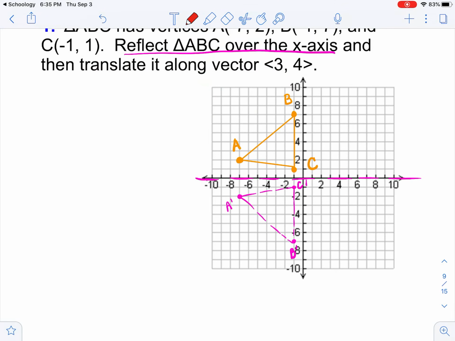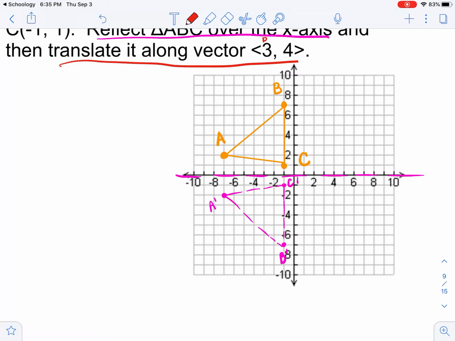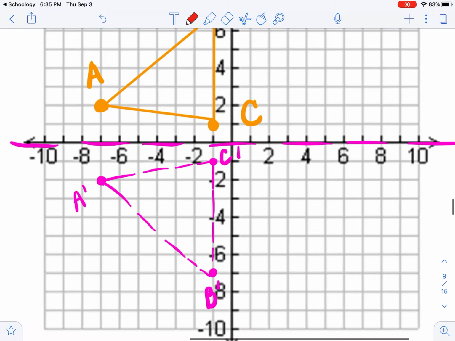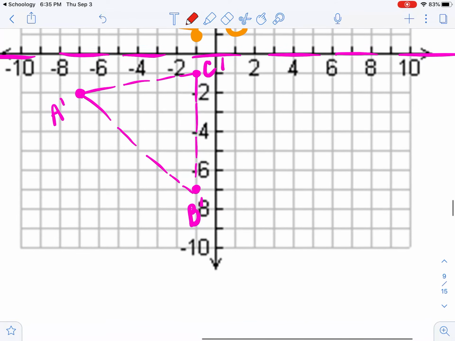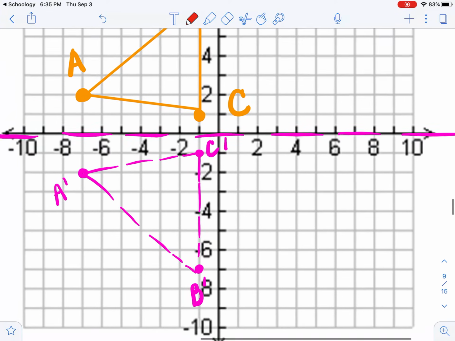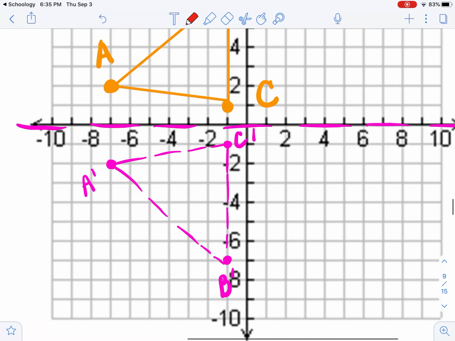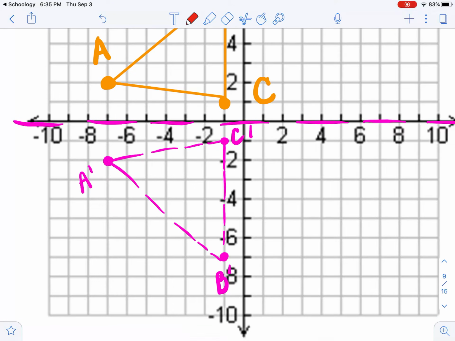Now let's get our final image. So our final image, what I need to do is translate along the vector 3, 4. So I'm going to move this. Remember, this is right 3, up 4. So all of my points, I'll start with A prime. Remember, you're not even looking at the orange one anymore. You're going right 3, up 4. So right 3, 1, 2, 3, 4, up 4. That's A double prime. Right 3, 1, 2, 3, up 4. 1, 2, 3, 4. B double prime.